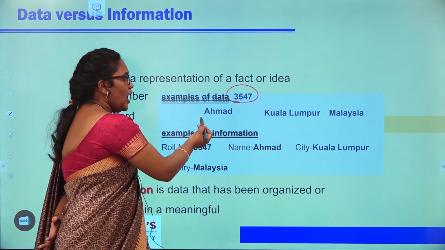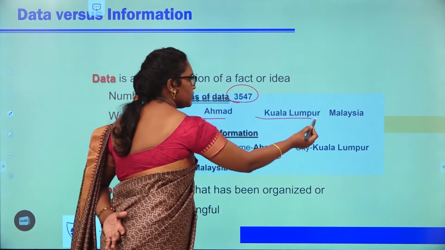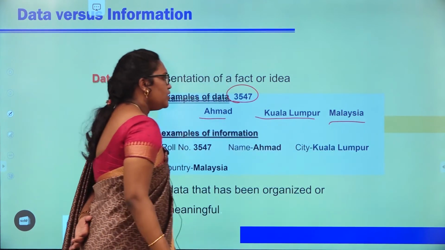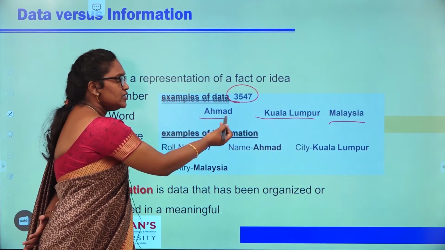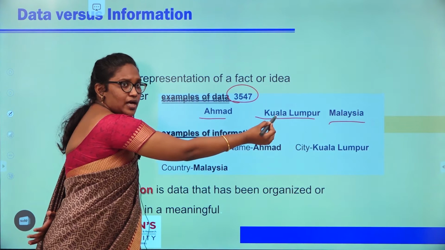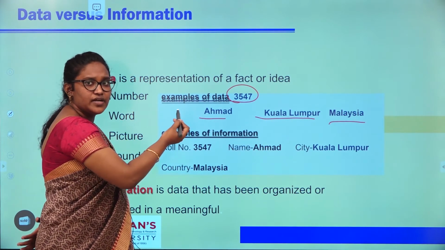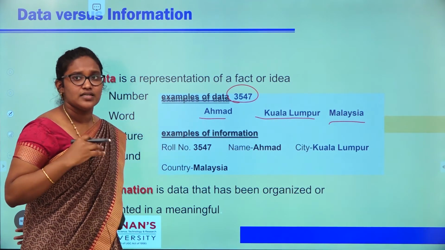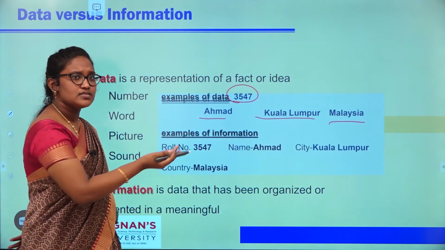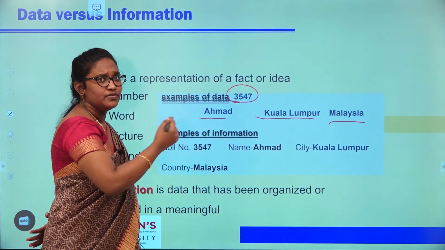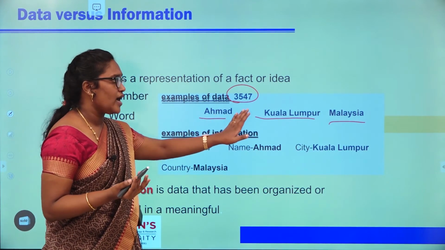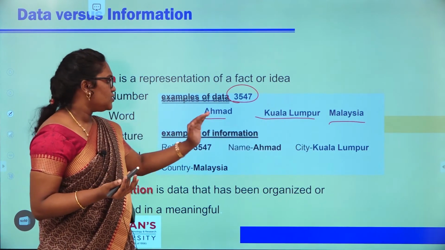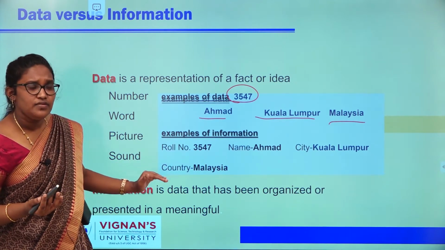Next one, Ahmad, Kuala Lumpur and Malaysia. You have three different words called Ahmad, Kuala Lumpur and Malaysia. All these three different words will be called data because they are not giving any piece of understandable meaning. Separately we have only names. So we will see what is information.